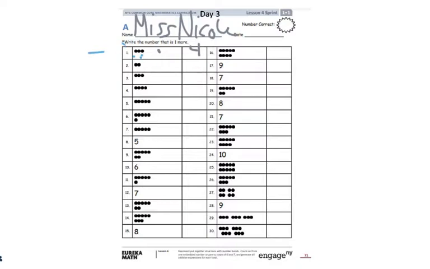I'll do the next one with you. 1, 2. Okay, so we need one more. Now I'm going to count them all together. 1, 2, 3. Great job. Let's do one more together. Draw my one more. Now I'm going to count how many in total in this box here. 1, 2, 3, 4.